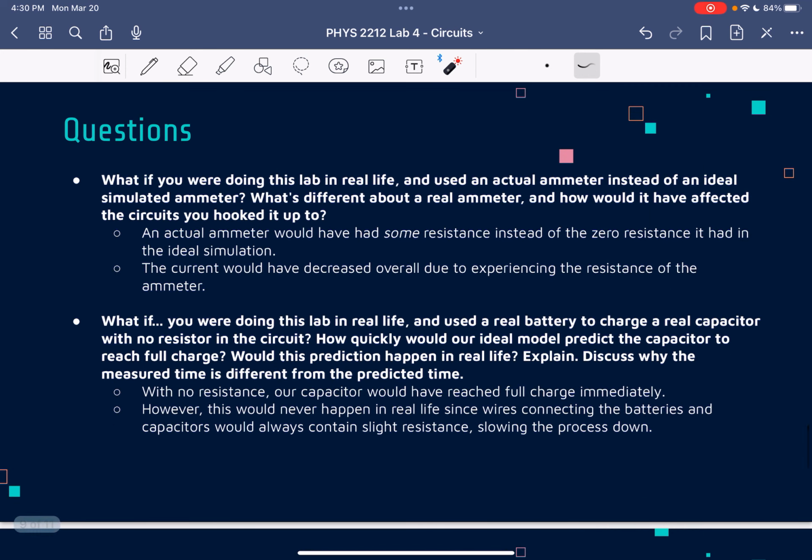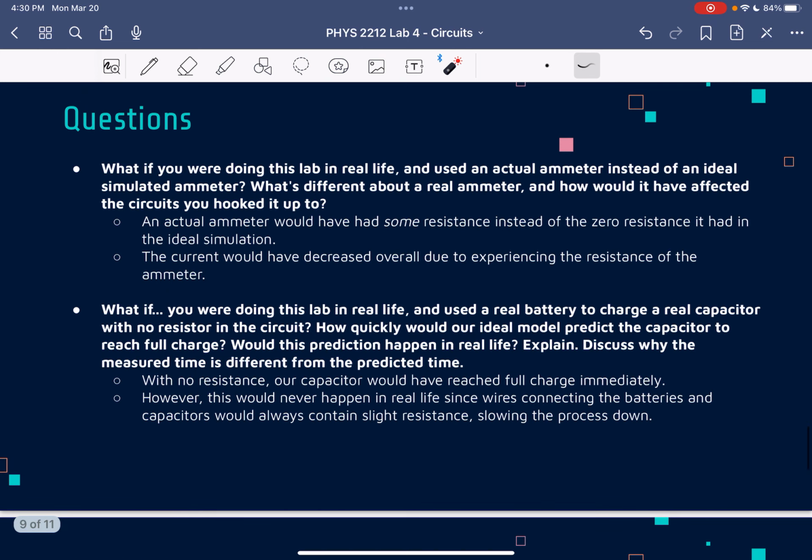Some questions you can ask are, what if we were doing this lab in real life and used an actual ammeter? An actual ammeter would have had some resistance instead of 0 resistance, and this would have caused the current to decrease since it would be experiencing more resistance.